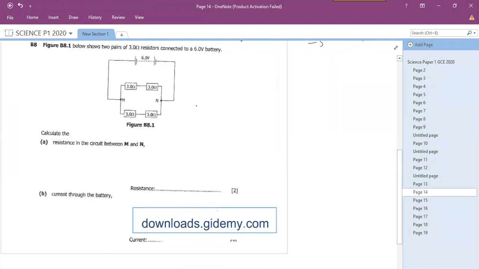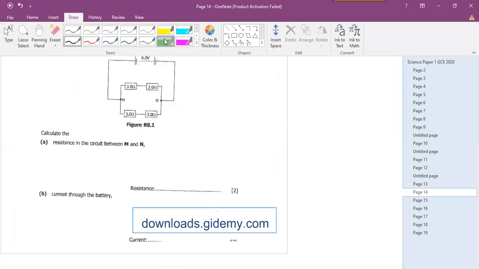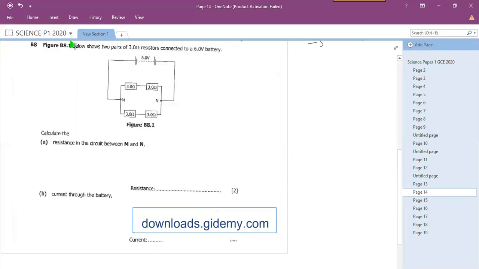Okay, so here is an interesting diagram on electricity. It shows 2 pairs of 3 ohm resistors connected to a 6-volt battery. Question 1 says to calculate the resistance in the circuit between M and N.